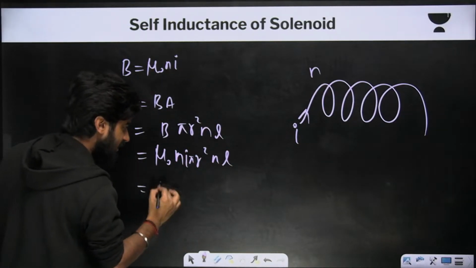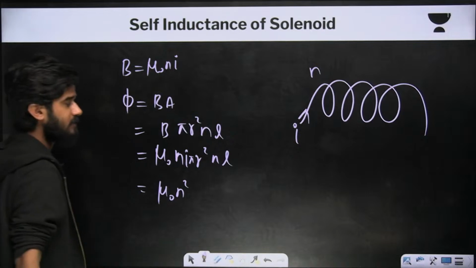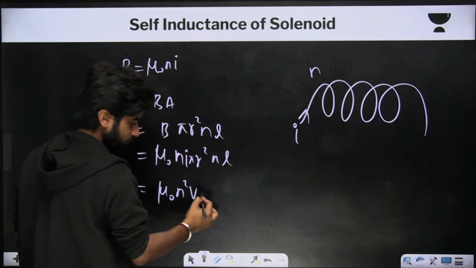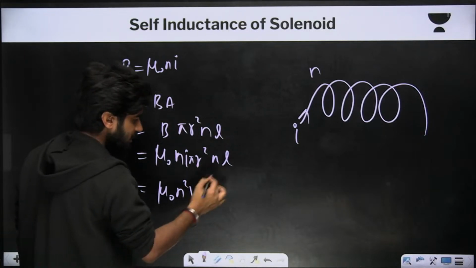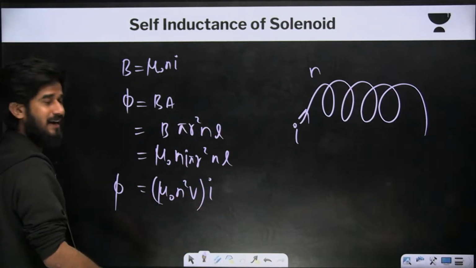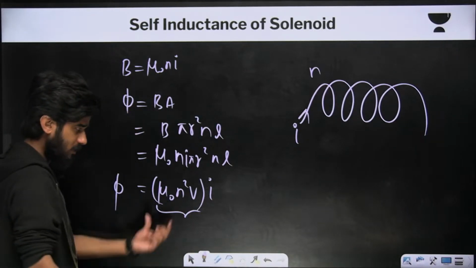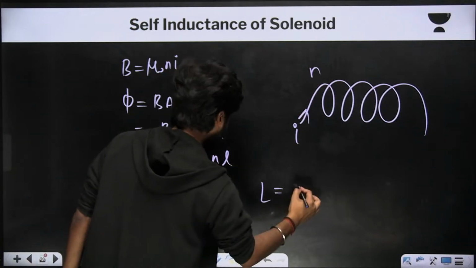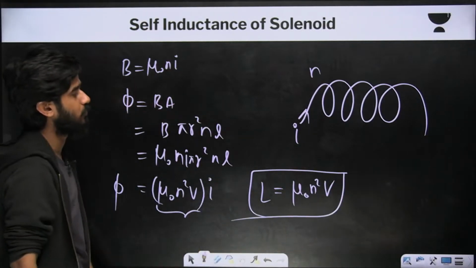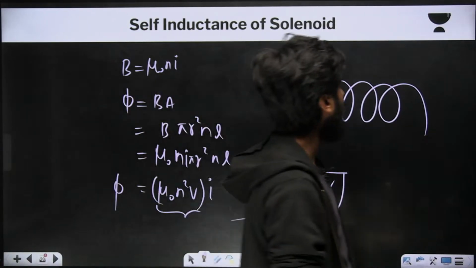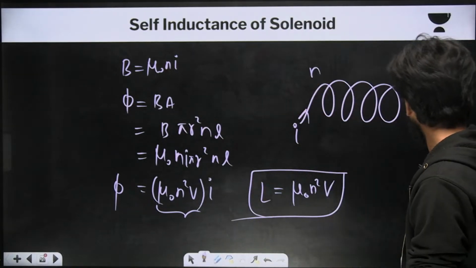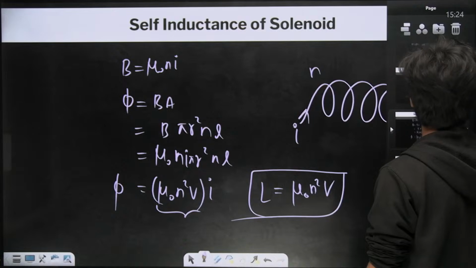So this can be written as mu naught n square. Pi R square is area, and with l, this is volume. So phi is equal to something into i. This something is nothing but L, and this is mu naught n square V. So L is mu naught n square into V. Got it? Any doubt till here? Any confusion? Should we move on to the next thing? Definitely we should move on to the next thing.